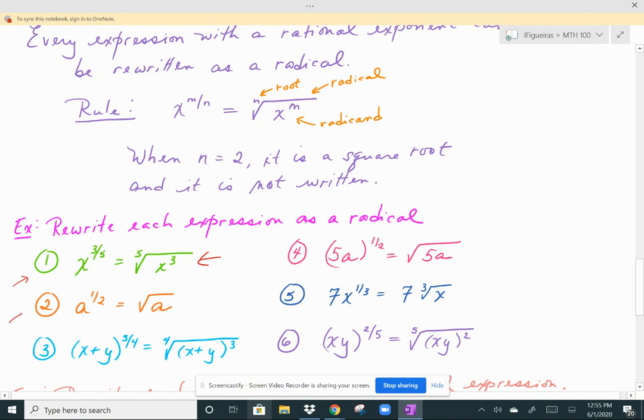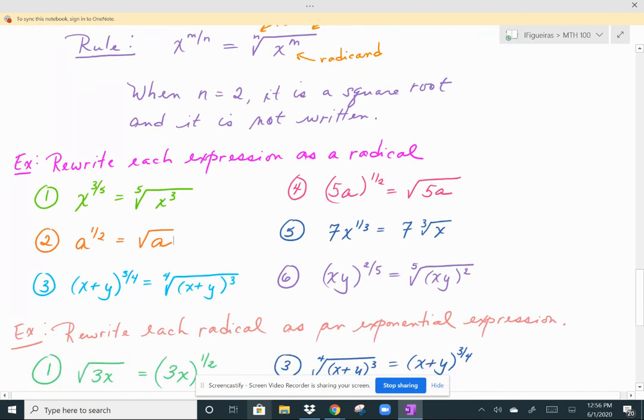Here's another one, a to the 1/2. The denominator of the rational exponent is 2. That means it's a square root. So you just write that as square root of a. You don't have to put a to the first power. Again, the square root and to the first power are implied. Here's number 3. I have x plus y to the 3/4 power.